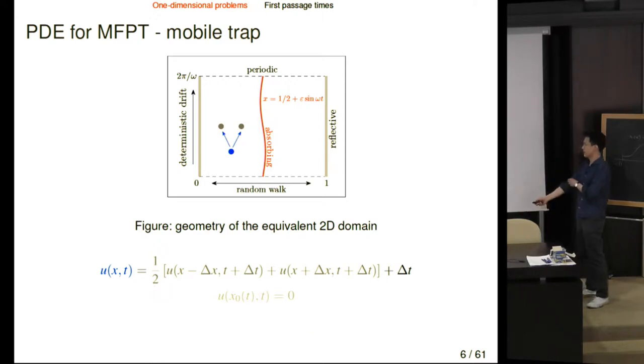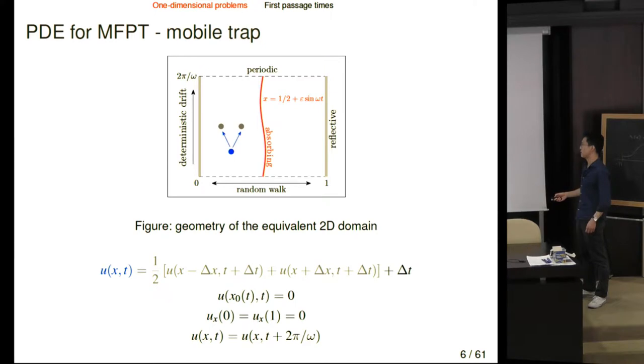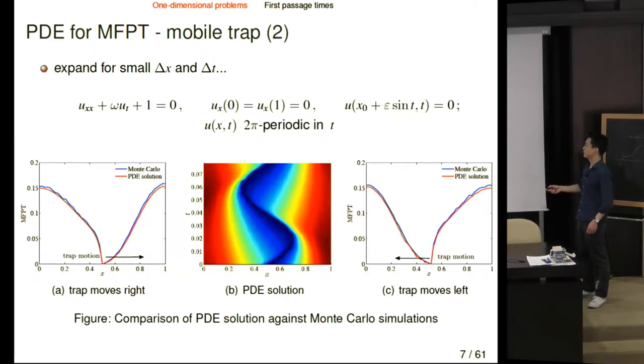So it follows exactly as Redner did. So this is the first passage time of the particle starting from location x. T basically tells you where the trap is starting its motion from, right? It's the average of the two locations it's going to be at next plus the delta t time it takes to get there. This is the Dirichlet condition on this boundary, reflective boundary conditions, periodicity. And you get essentially, so I rescaled, so omega's the frequency of oscillation, right? So you just get this advection term in the time direction, okay?